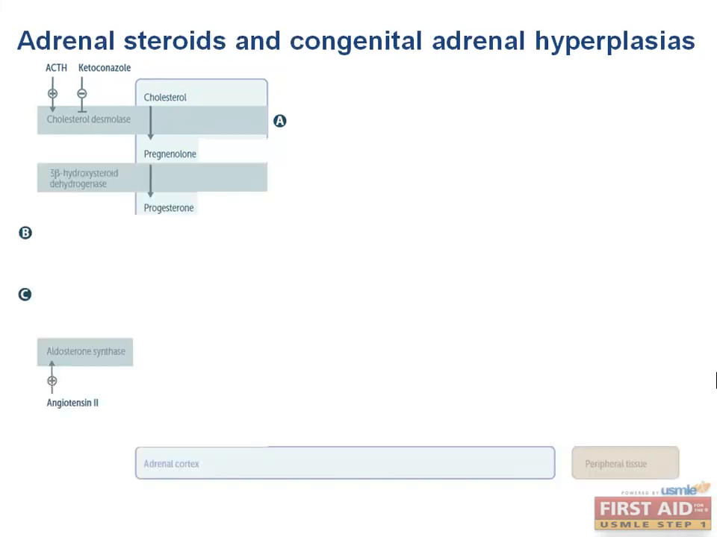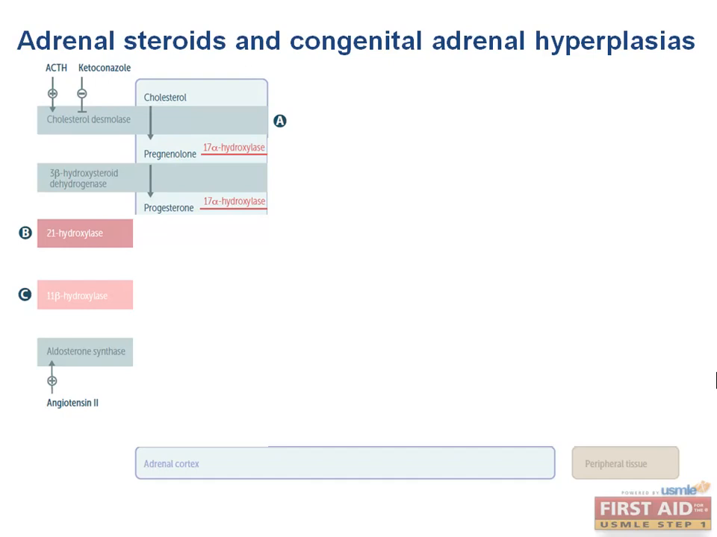There are three enzymes you must know as causes of congenital adrenal hyperplasia. They are 17-alpha hydroxylase, 21-hydroxylase, and 11-beta hydroxylase. Let's work through what effects the absence of these hormones can have by going through the diagram first. Then I'll give you an easy mnemonic to remember them.